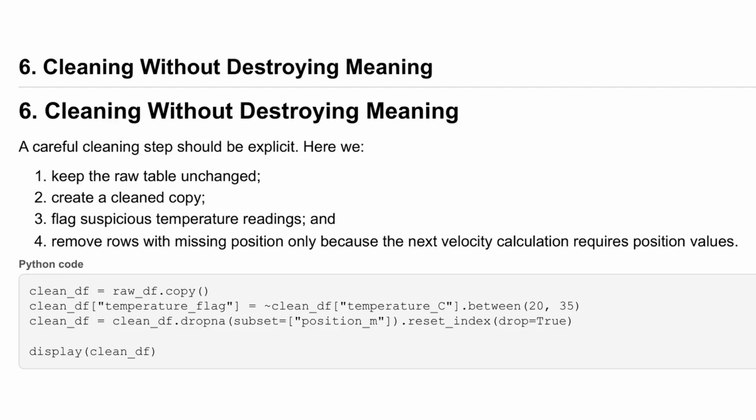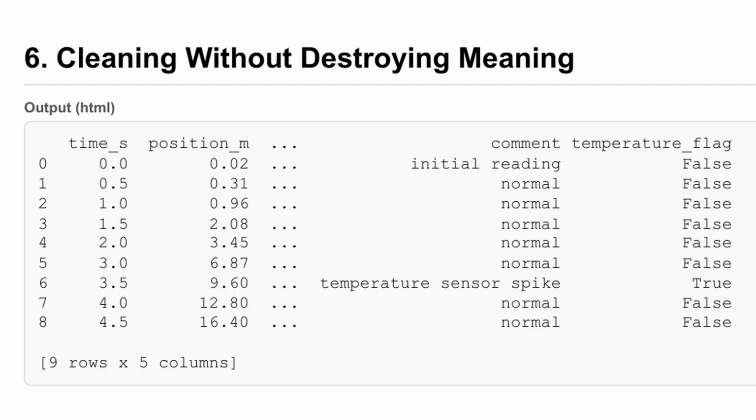Now we clean the data. We create a copy of the raw data frame, explicitly flag any temperatures outside the range of 20 to 35 degrees, and then drop the row where the position was not recorded so we can safely calculate velocity later. Our cleaned data frame now includes a Boolean column called temperature_flag. You can see it correctly marks the spike at 3.5 seconds as true.